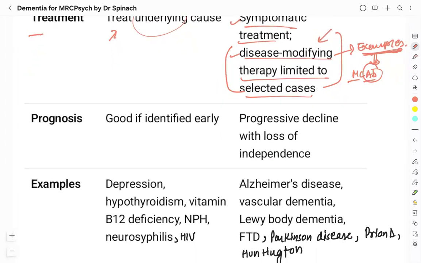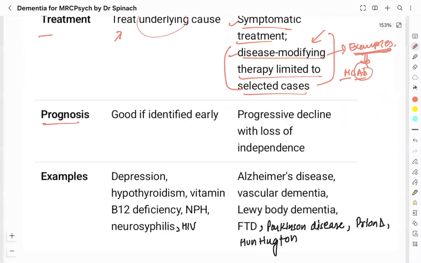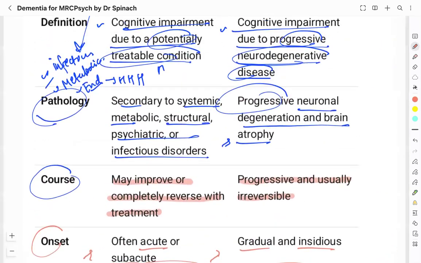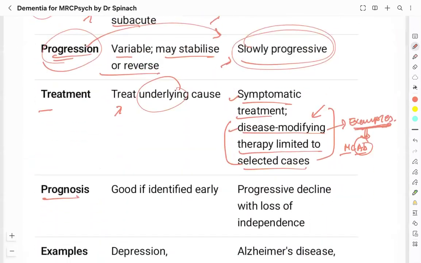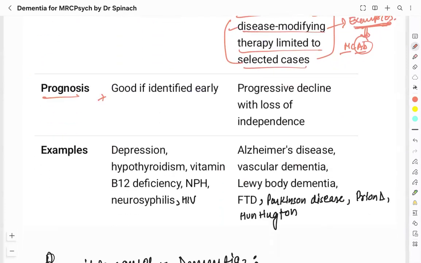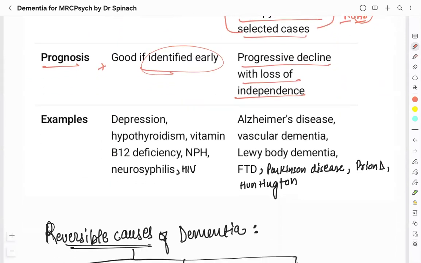Now, moving on, prognosis. What is the prognosis of reversible dementia? Prognosis is good if identified early. Progressive decline with loss of independence is seen in the irreversible patients. Now, what are the examples of these? We have already discussed depression, hypothyroidism, vitamin B12 deficiency.